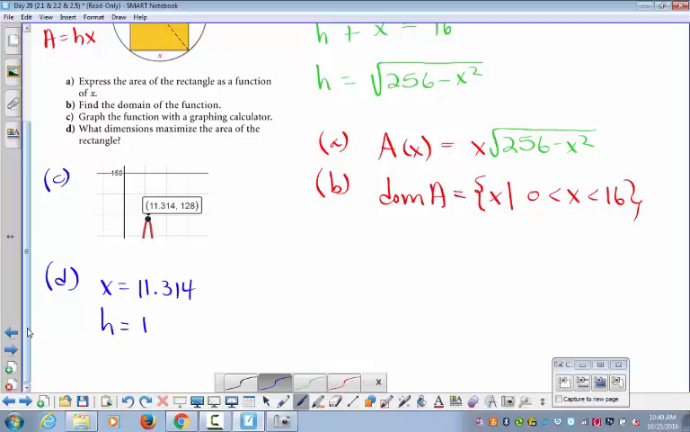Oh, 15.6? Square root, right? Yes, square root of 256 minus 11.314 squared. 11.31. That's what I would expect. That's what I got. Yeah. That's what I expect.